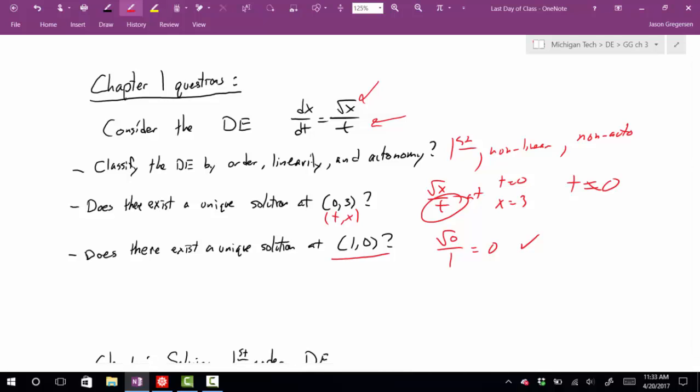Is it unique? Well, let's check the partial. The partial of f with respect to x is 1/2 x to the negative 1/2 over t, which I can simplify to be 1 over 2t square root of x in the denominator. Now can I plug in t equals 1, x equals 0? I cannot, because the partial is not defined at that point. There does exist a solution, but it's not unique. Any questions on existence and uniqueness?